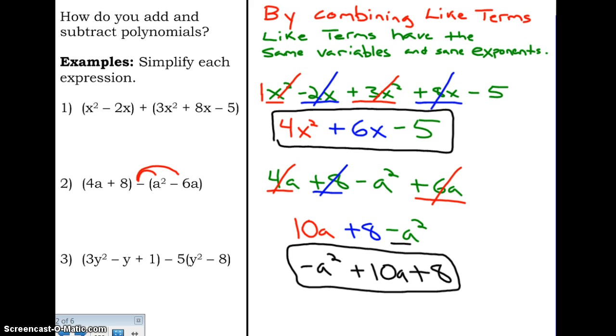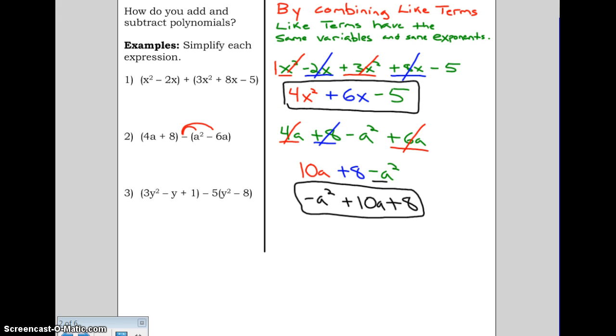We'll try number 3. Again, number 3 has a negative outside of it, so be careful when you're reading this. It's a -5. We need to take care of that before anything else. First you'd want to see if there are any like terms inside of the parentheses, which we don't have. So we need to take care of this -5, and we're going to do that by distributing.